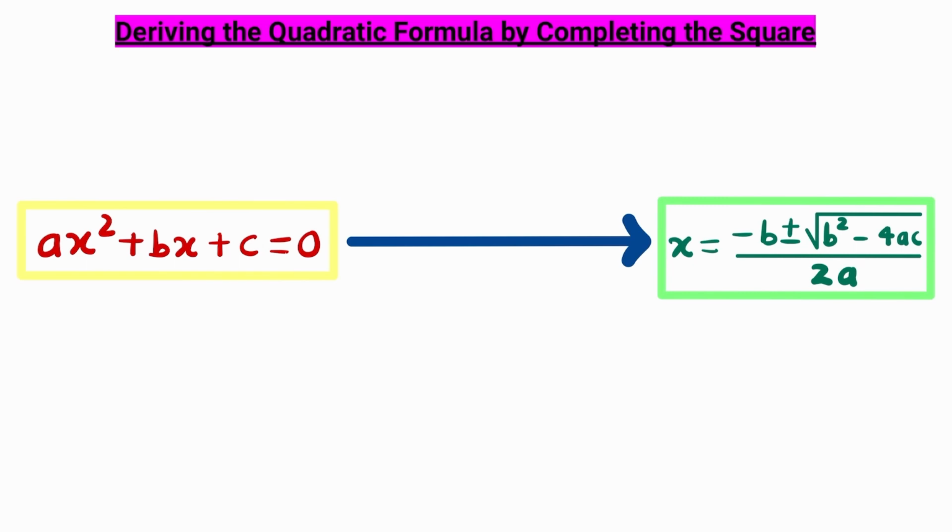Hello children, in this video we will be learning to derive the quadratic formula using the method of completing the square. The quadratic equation is in the form ax squared plus bx plus c, and we can convert it into the quadratic formula x is equal to negative b plus or minus square root of b squared minus 4ac over 2a using the completing the square method.